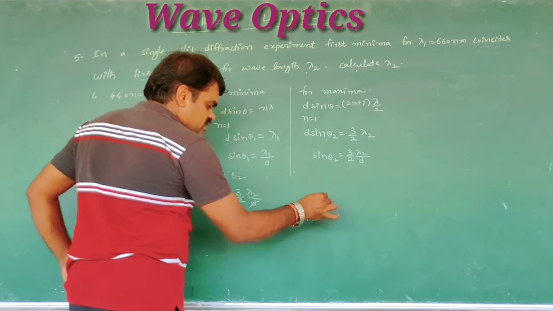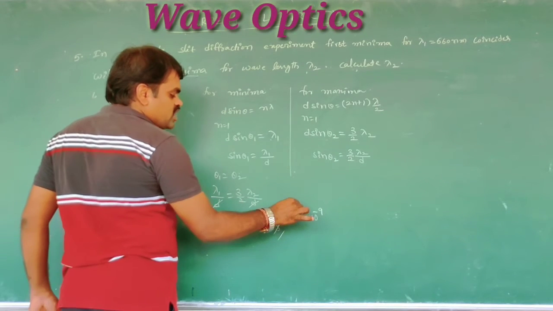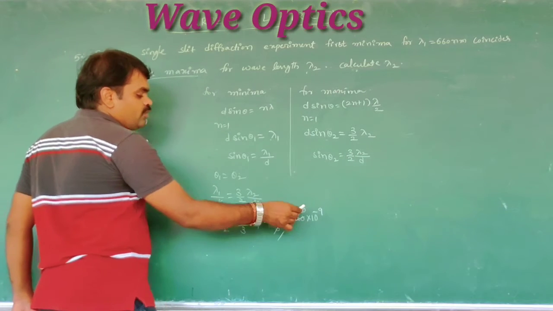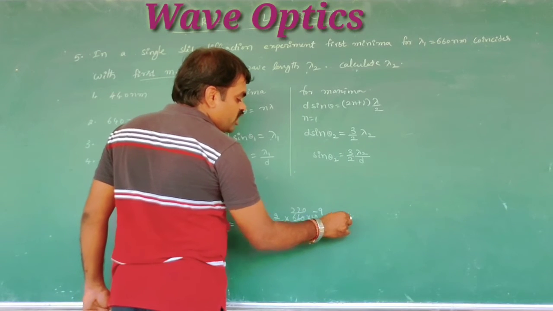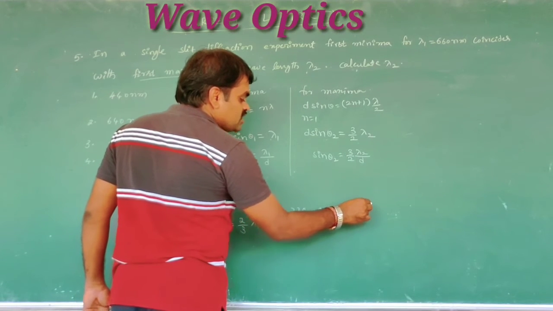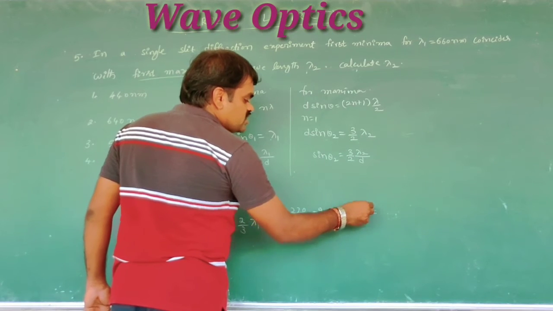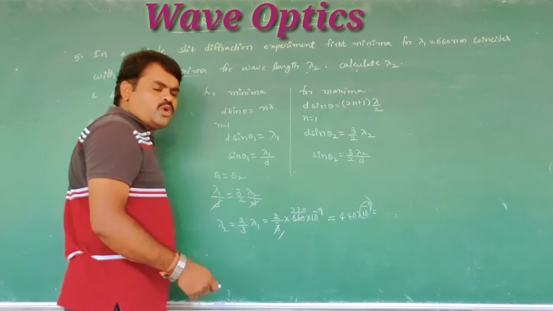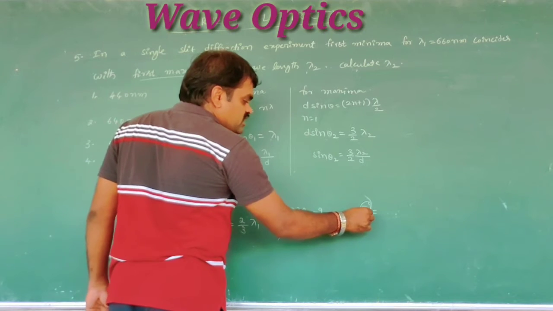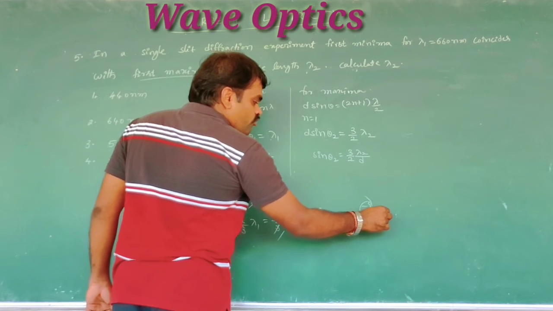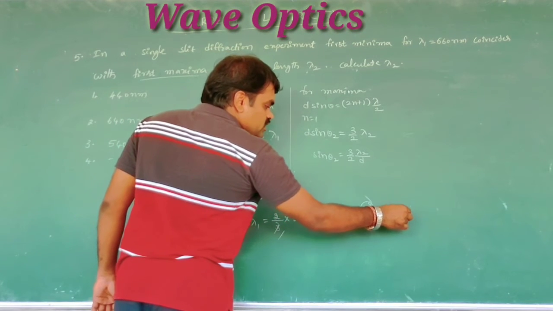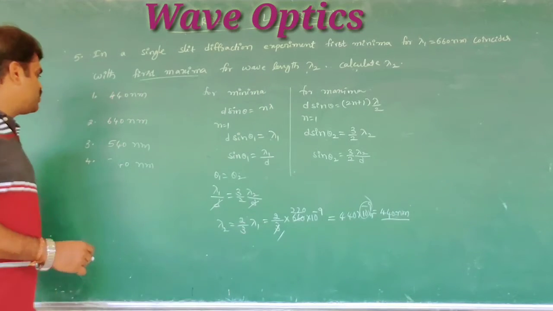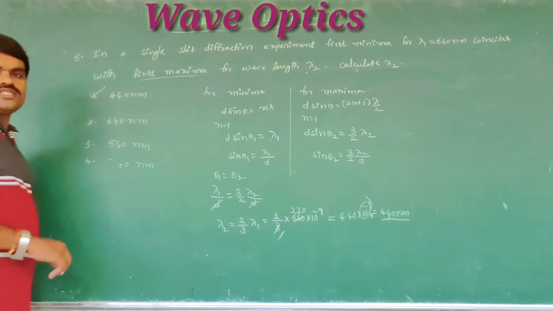10 to the power of minus 9. 3 1s are 3, 3 2s are 6, 3 2s are 6, 0. Then multiplying, we get 440 into 10 to the power of minus 9. 10 to the power of minus 9 meters means nanometer. So 440 nanometer. The first option is the correct answer.